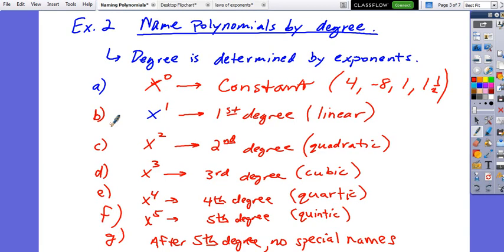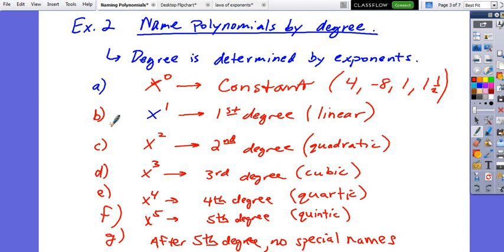Now, I'm going to ask you to name these by the special name rather than just what number they are. So you're going to have to memorize these. And that's what I'm going to ask you for on your quiz and test. The special name. Now, after you get past 5, of course, there is no special name.